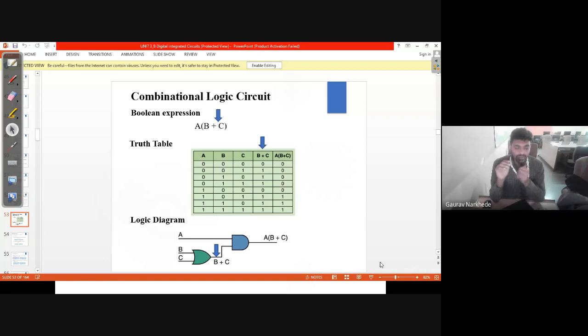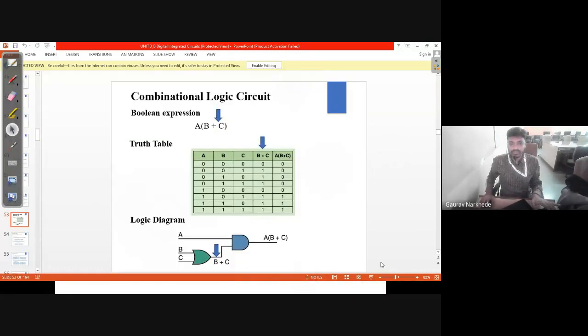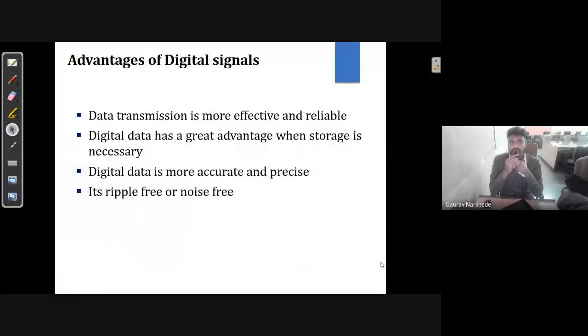So why are we using these digital systems? Because digital systems have various advantages, right? One of the advantages of the digital system is that they are more effective as well as reliable, right? Let us consider, can you tell me which watch we use, analog or digital? There are both types of watches, right? So what are the advantages of a digital watch?